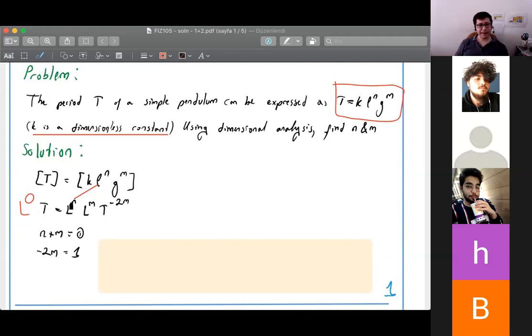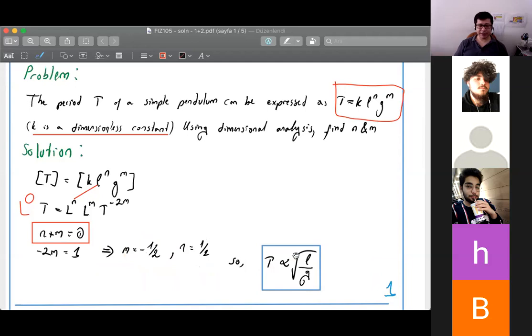In this case, 0 is equal to N plus M, as shown here. Two conditions. This second one immediately gives me the value of M. It is -1/2. And when I substitute that value here, then I will get N as +1/2. See? I substitute these values into the primary expression here and here, then my final result: the period of a simple pendulum is proportional to, never equal to in dimensional analysis, proportional to square root of L, okay, because it is L to the N and N is 1/2.